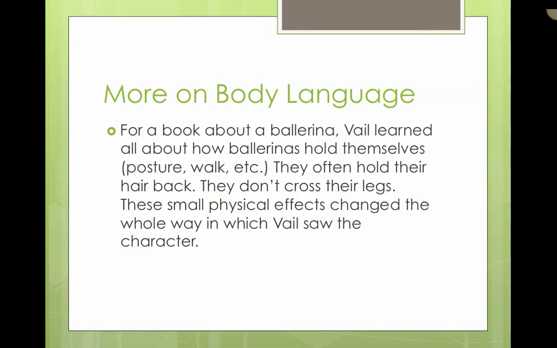Lastly, for a book about ballerinas, Vale learned all about how ballerinas hold themselves, posture, how they walk, etc. They often hold their hair back, they don't cross their legs. These small physical effects changed the whole way in which Vale saw the characters. This is really important to think about, especially if you have a specific type of persona that you're trying to convey in your story. In terms of maybe a profession, say your lead is a police officer. Think about what police officers look like, think about how they act. You don't want to get too hung up on stereotypes, but some of those generalizations can be used to put a very realistic spin on your character.